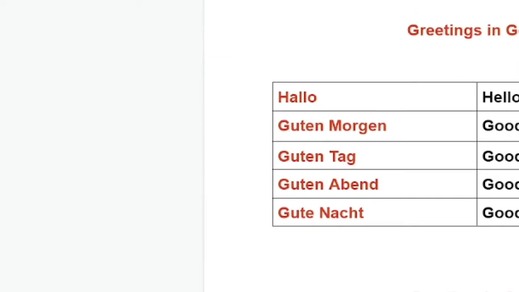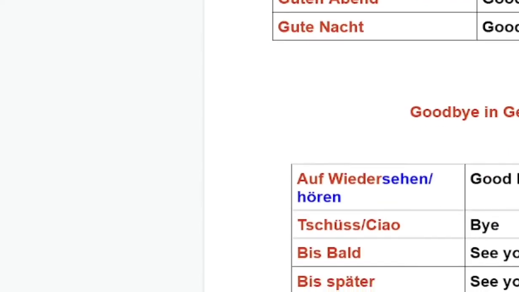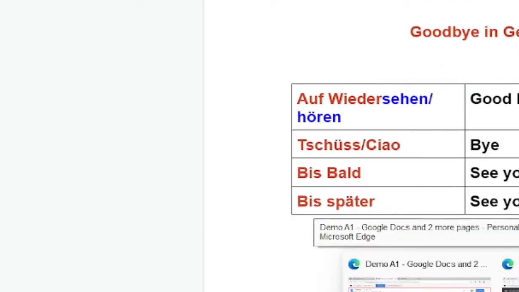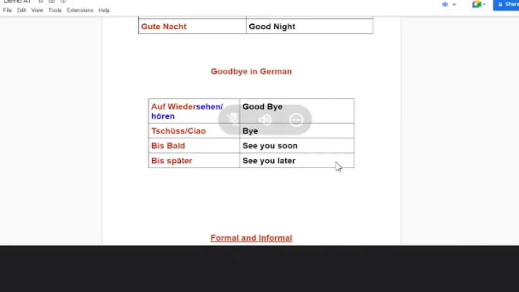You know greetings? Hallo, guten Morgen, guten Tag, guten Abend. Okay, then goodbye: Auf Wiedersehen, and Auf Wiederhören. Both are correct. Hören we use when we are talking on a call. Sehen means to see, when we see each other. Hören means to listen. Bye is called Tschüss, or Ciao. See you soon is Bis bald. See you later is Bis später.